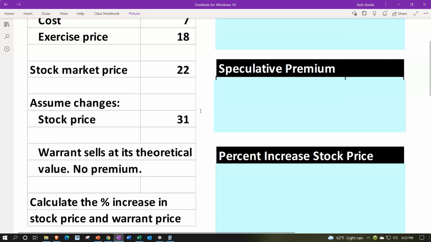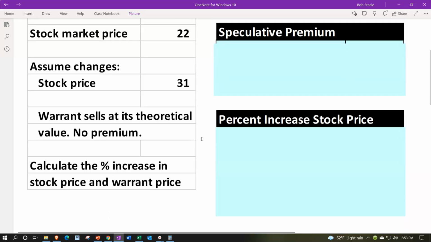So then we're going to assume changes that take place in the future, including the stock price then goes up to $31, and the warrant sells at its theoretical value with no premium at that time. So no premium at that point in time later at the sale point. So calculate the percent increase in the stock price and warrant price.